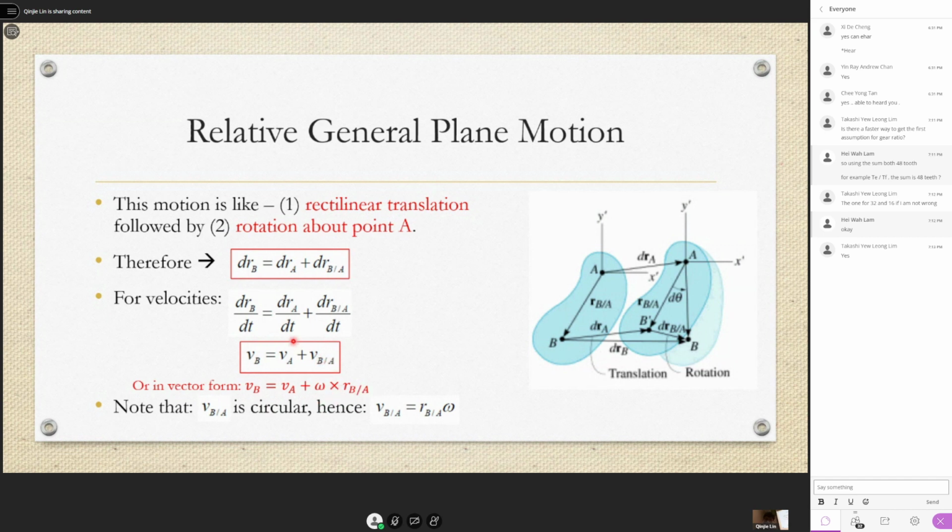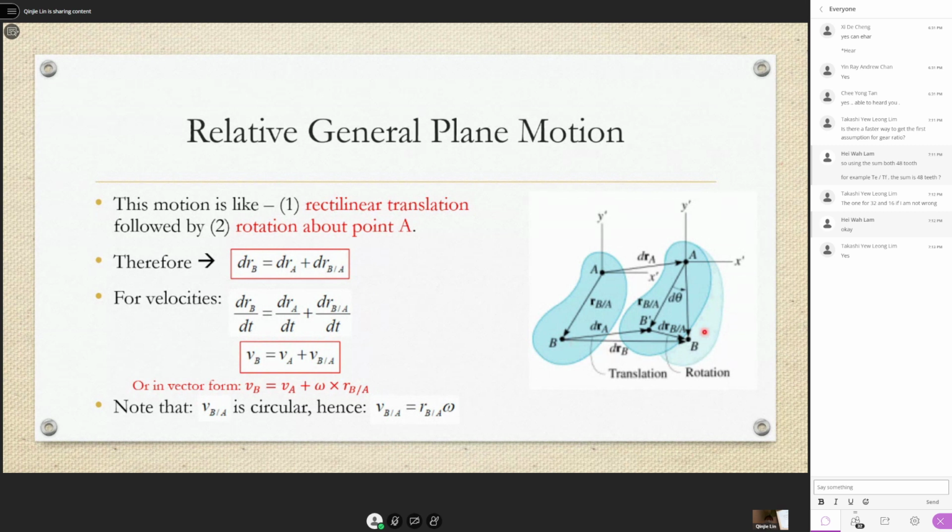Because this VBA means the velocity of B relative to A. Remember we say it will only go in circles. You only go in circles, so we know it will be a circular motion, confirmed. And remember V equals R omega. In vector form, that will be V equals omega cross R. This is describing that circular motion of B relative to A. That's why it's written in this way. So that's for displacement.